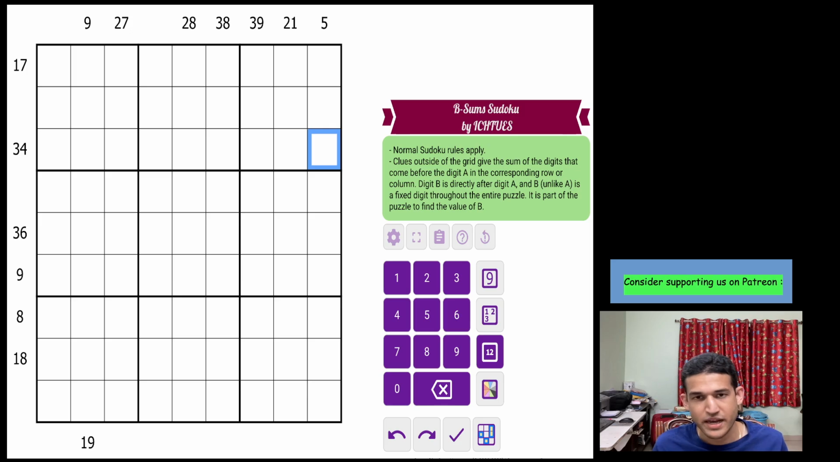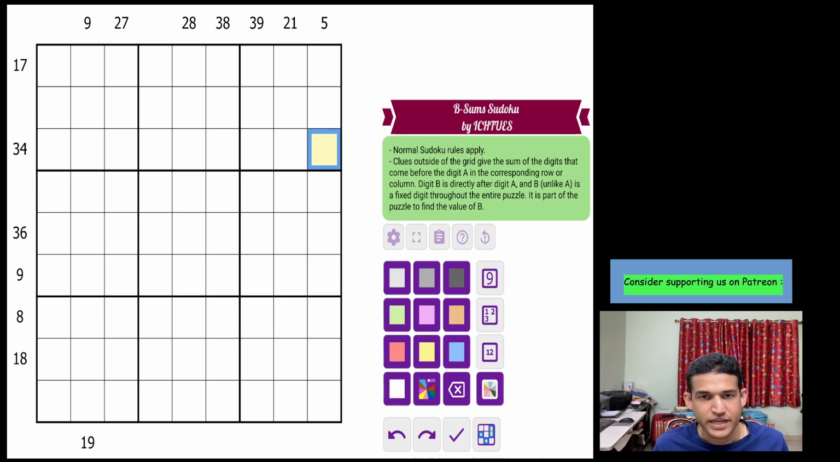So B will be the cell next to that. So which means if this is A, this cell would be B. Let's mark it yellow. And if this cell is A, then this cell would be B. So B is in one of these 2 cells. Okay.